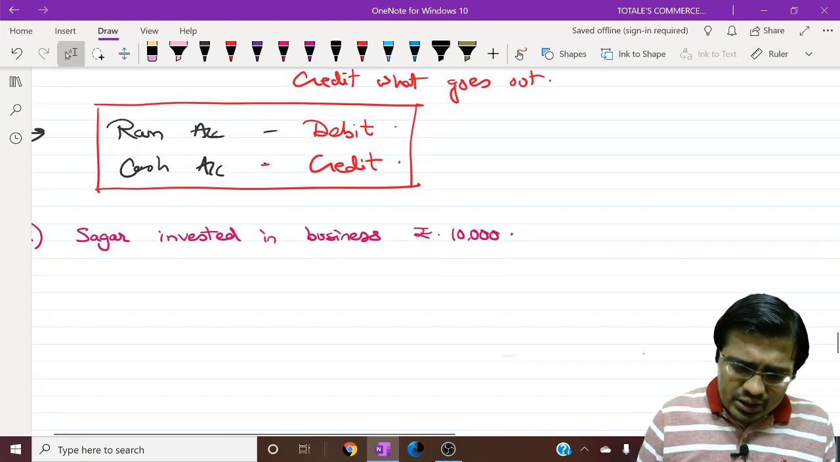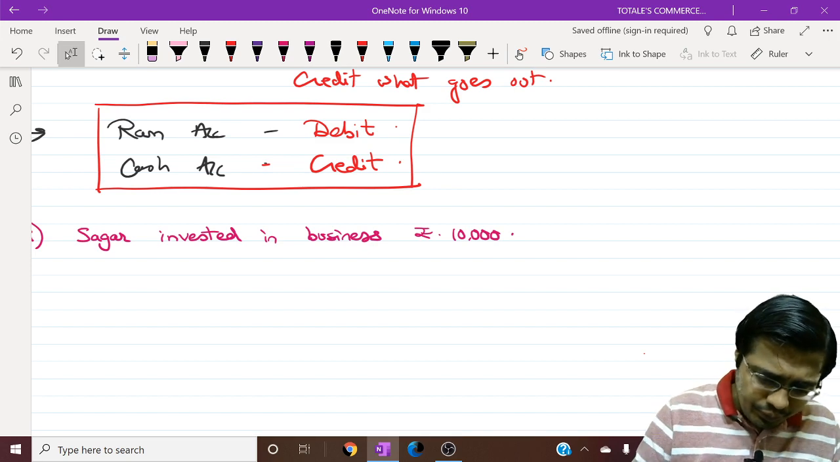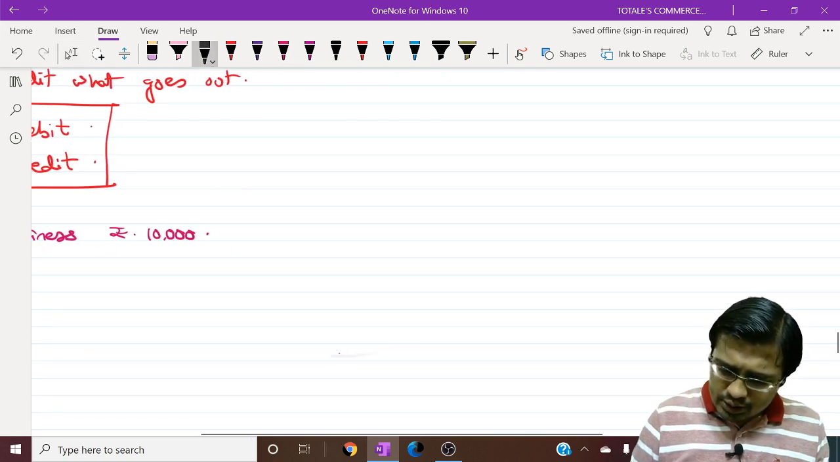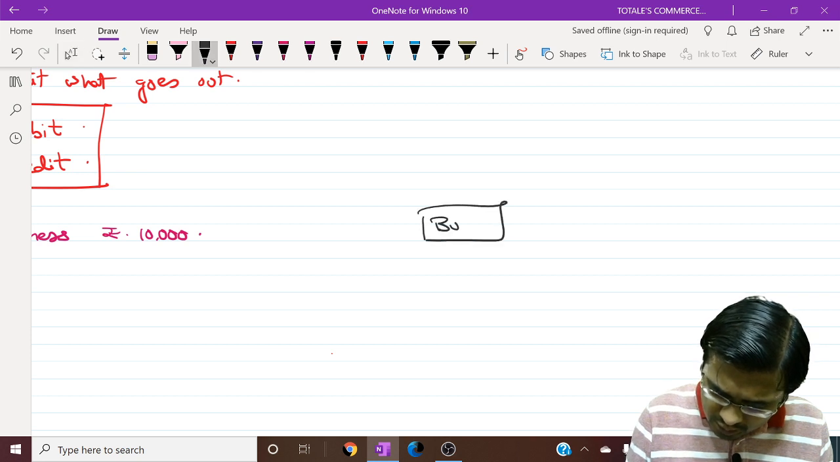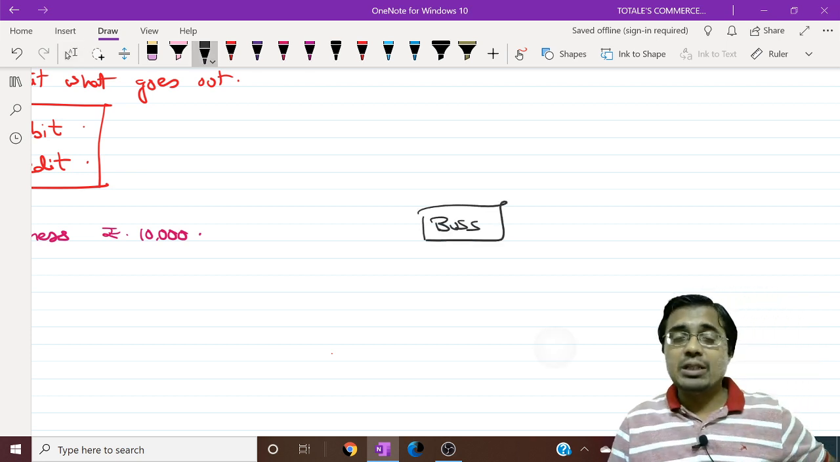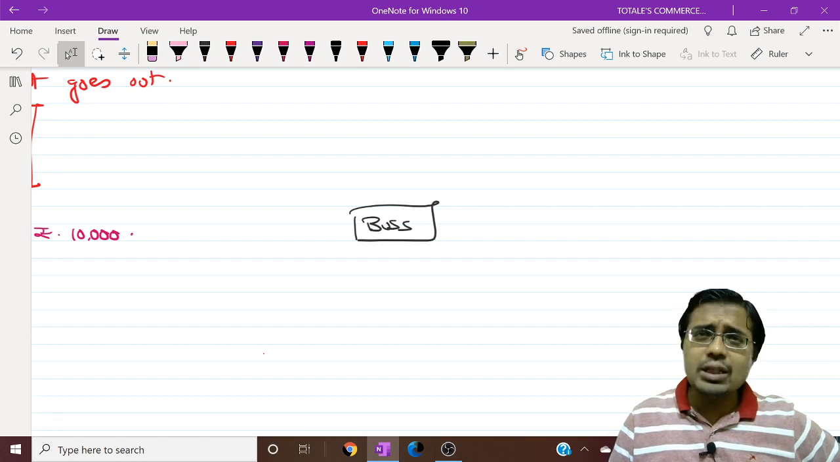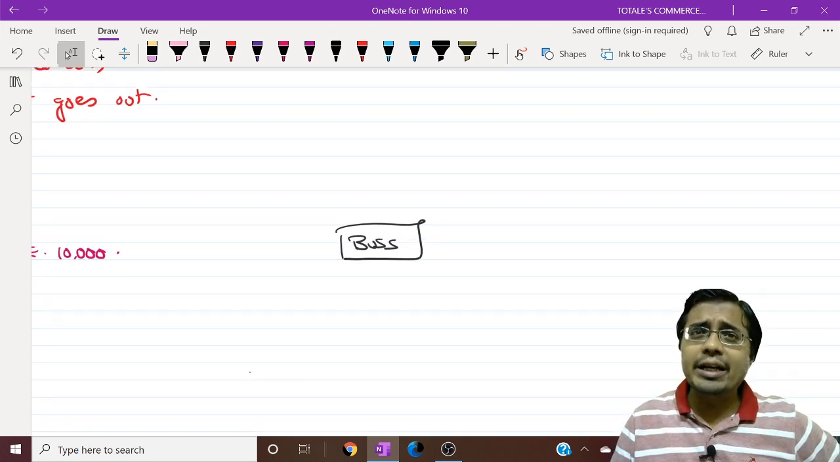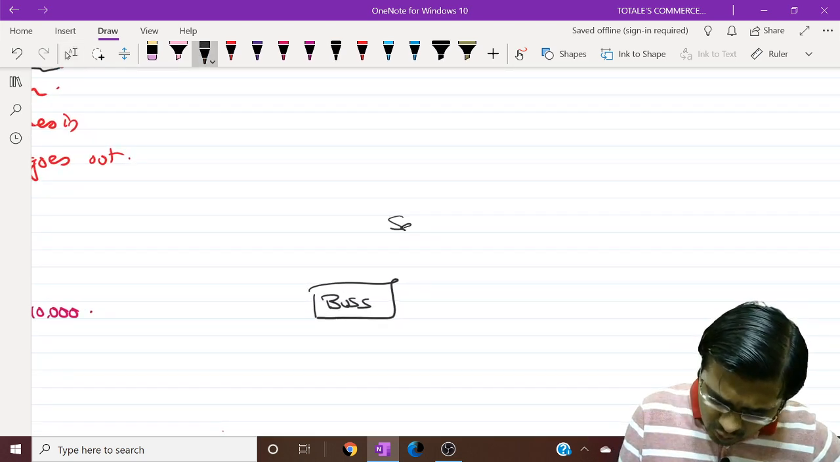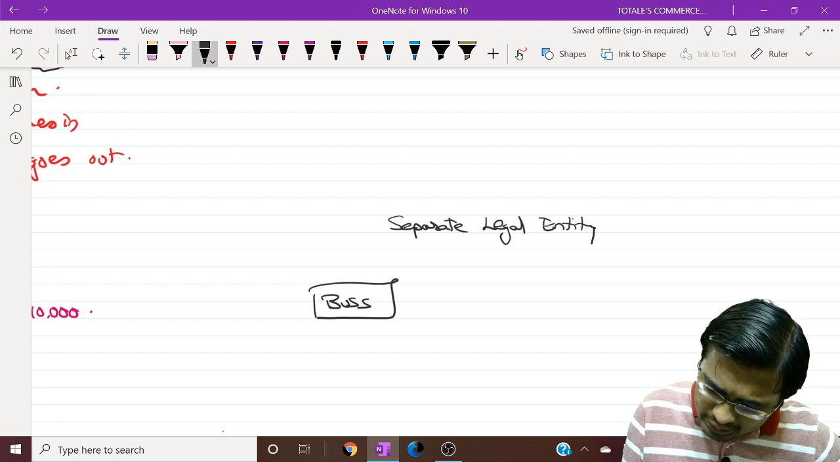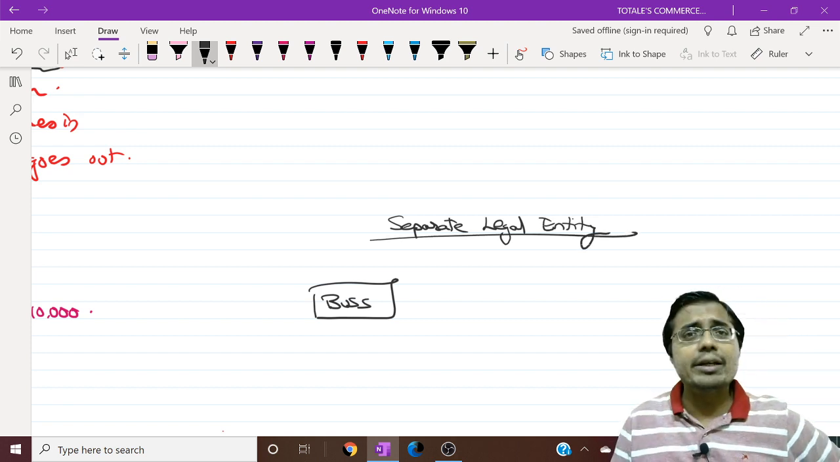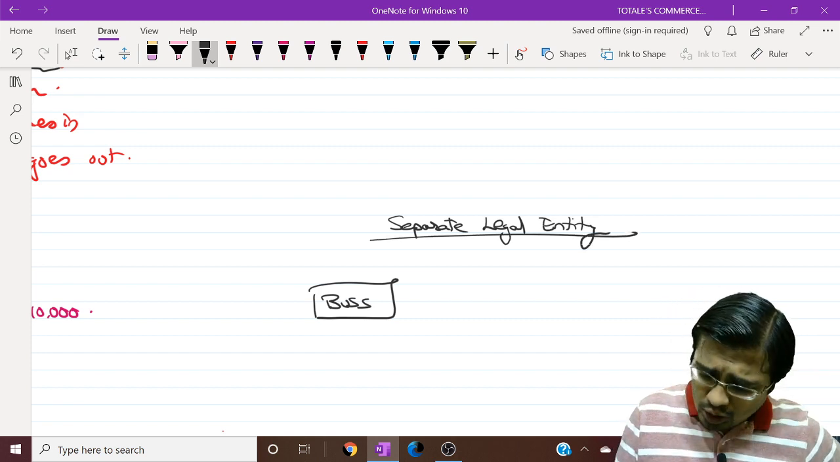Next, Sagar invested in business 10,000. Now let's have a look at this, my friends. Now this is us, business. We are the accountant of business. Now I'll tell you one thing. There is a concept by the name separate legal entity concept. I'll write that down. Some people call it just legal entity concept, some people call it entity concept. We call it separate legal entity concept, the complete name.